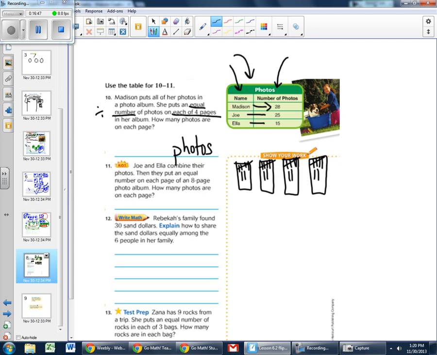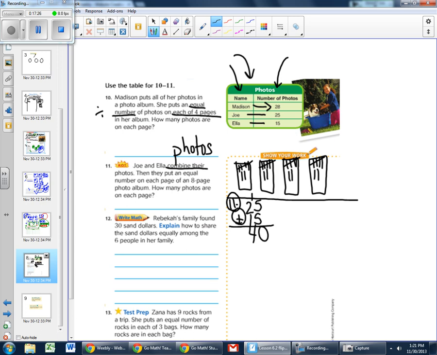Number 11. Again, keeping my workspace nice. Number 11. Joe and Ella combine their photos. Then they put an equal number on each page of an 8-page album. How many photos are on each page? This one is asking me to do 2 things. First, I need to combine their photos. So Joe has 25 photos, and Ella has 15 photos. I'm going to combine them by adding them together. So they have 40 photos in all.